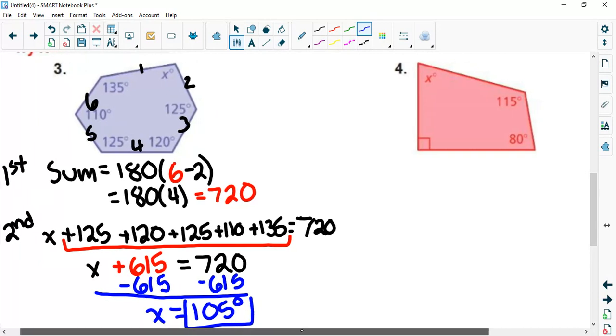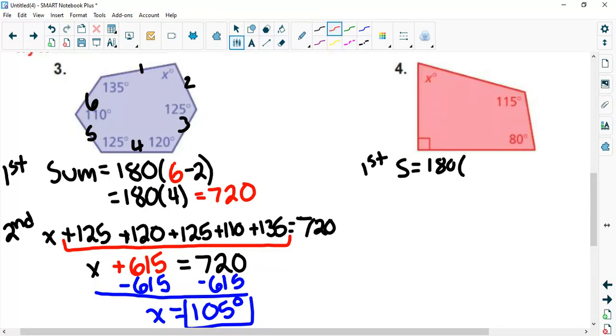For the next one, first the sum. This is a four-sided shape, so 4 minus 2. So that's 180 times 2, giving me a total of 360 degrees.